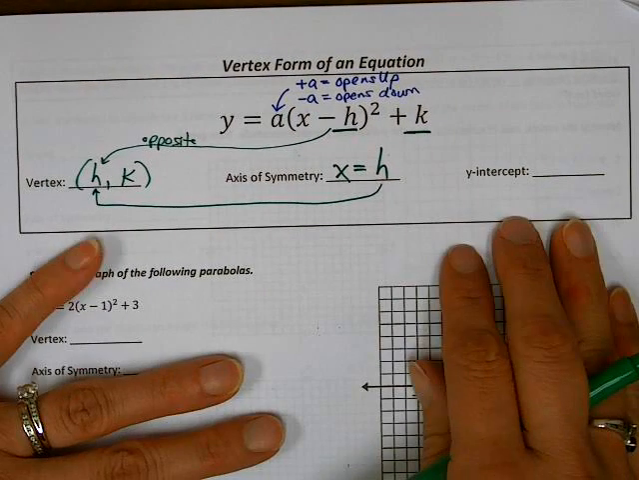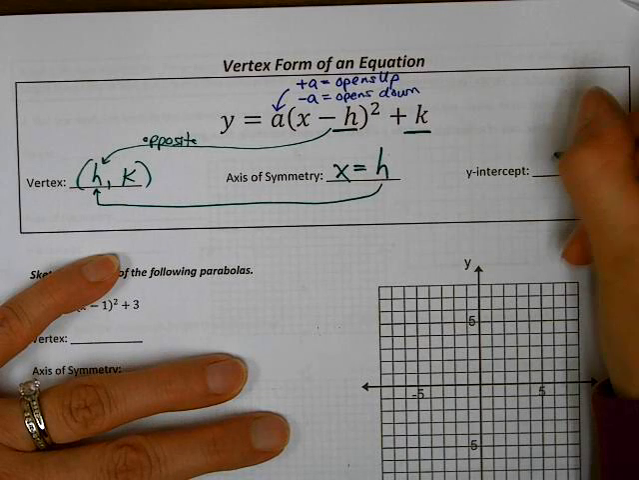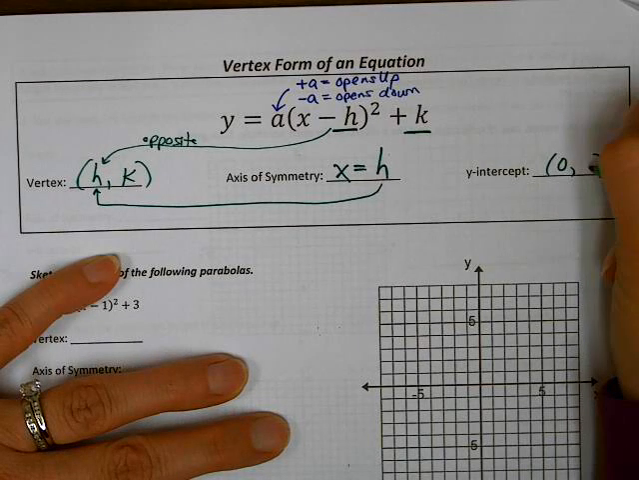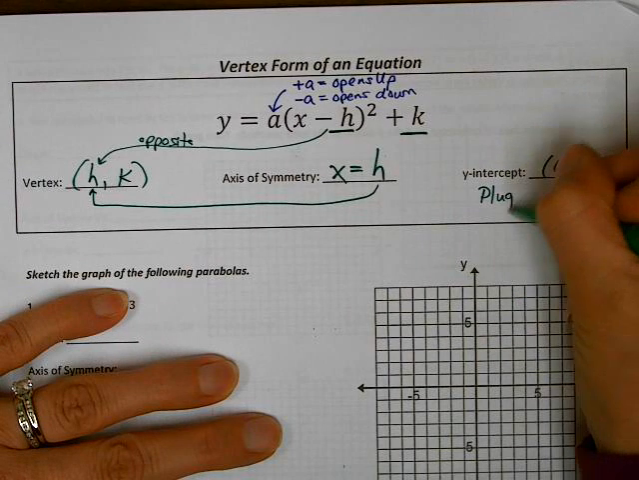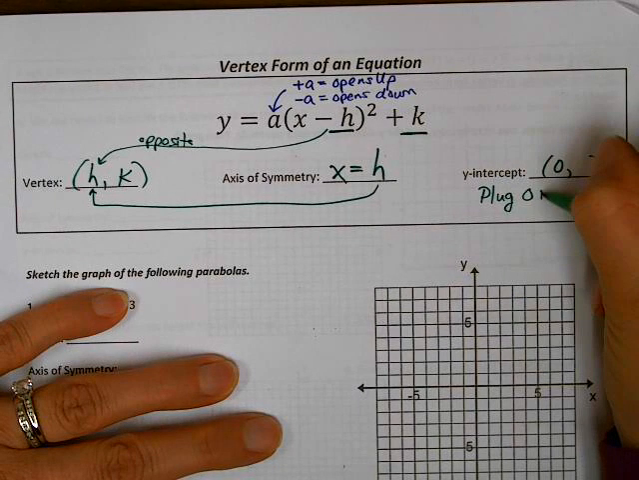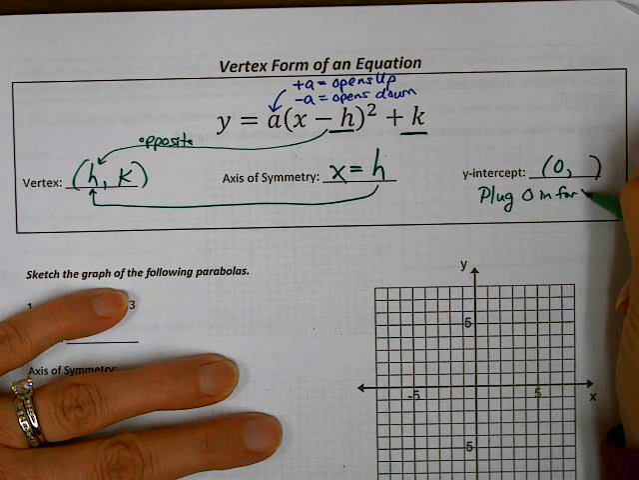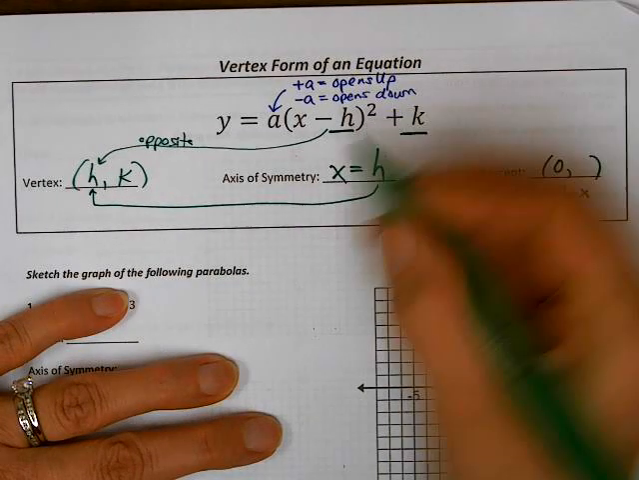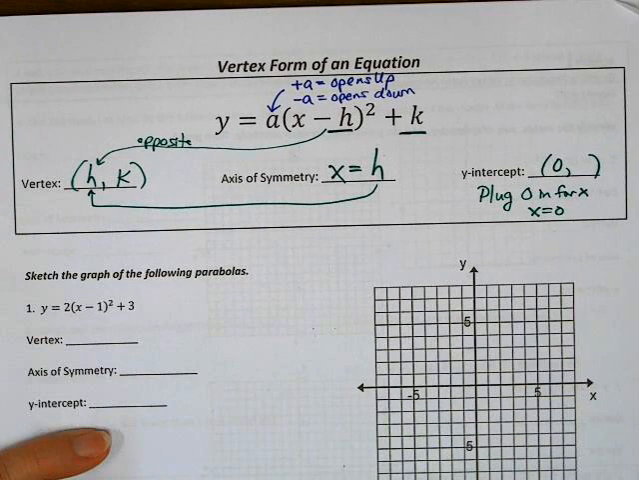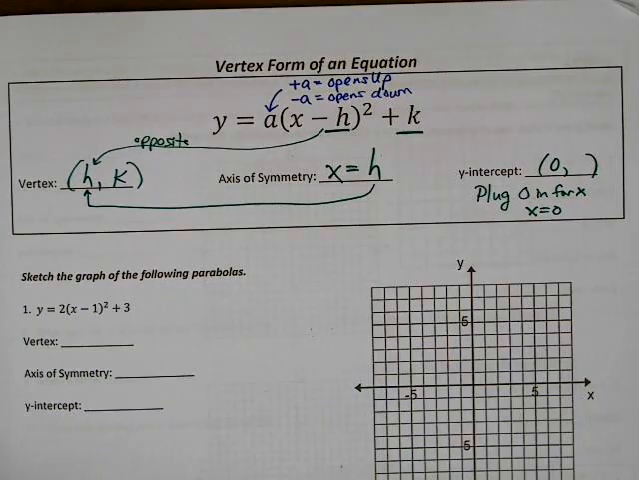Okay, and how do you find a y-intercept? It's always 0, comma something. And how are we going to find that? Plug 0 in for x. Okay, x equals 0. Plug that in and then calculate the y for the y-intercept.